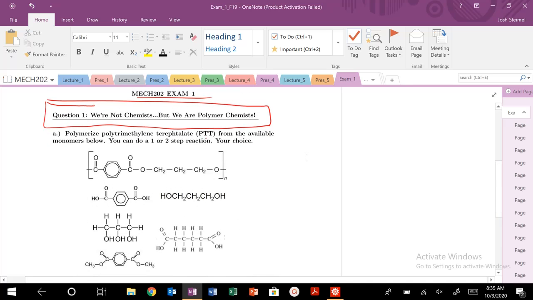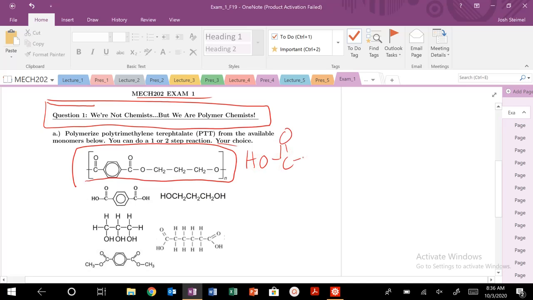Polymerize PTT from the available monomers below. So we want to polymerize this polymer here. You can do a one or two step reaction, your choice. Super kind on this one. So if I want to create this polymer, I'm going to essentially react this C double bond O. I can see here we're going to have our old friend, nucleophilic acyl substitution, plus I'm going to choose this monomer, and I need one, two, three. Choose this one right here.